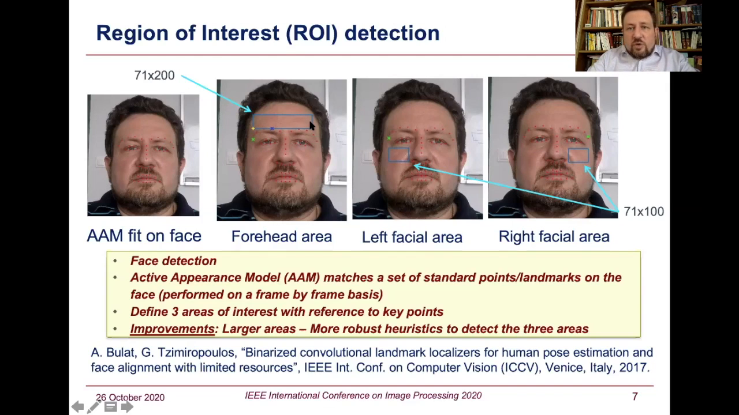And by doing so, we were more confident about the correct position of these points, so we increased the size of these rectangles compared to our previous offering in ICIP 2019. So we have larger areas, more robust detection of these regions of interest.